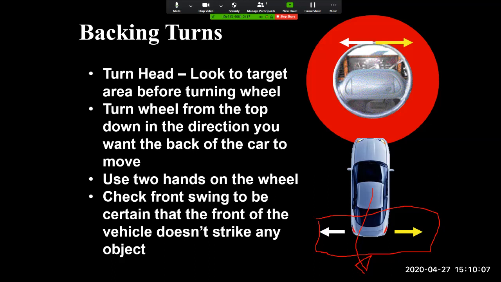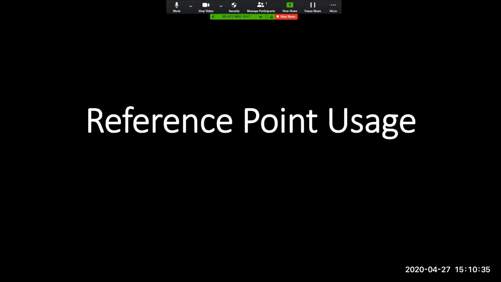Okay, if you start looking forward, yes, the front end is going to swing opposite. And that's where some people get confused, is they're focusing on the front end. Okay, we don't want to focus on the front end. We want to know where our back end is going, because that's where we're looking. If I want to go back into the right, I'm going to look back into the right and turn my wheel to the right. Yes, my front end will swing left, and we'll check to make sure we don't hit anything. And when we do our 360 search, we'll look for that. But that is where we are headed.